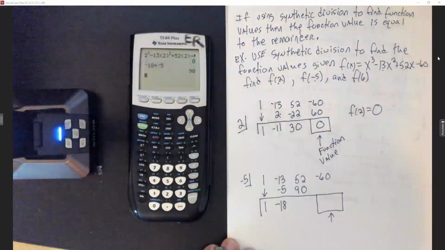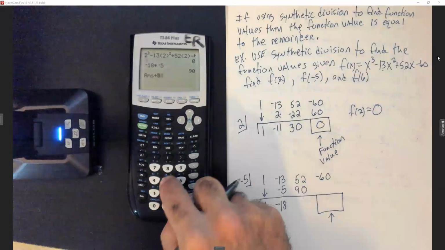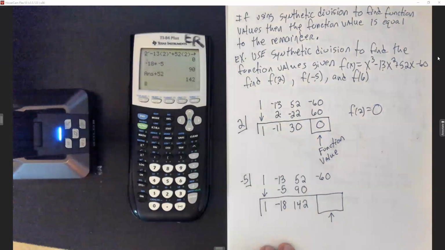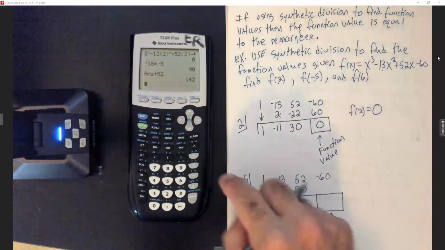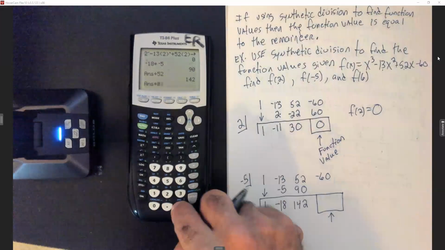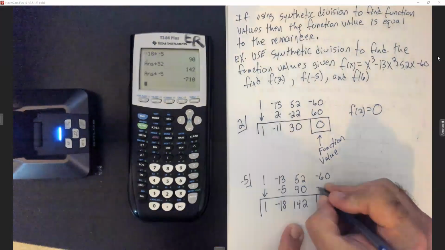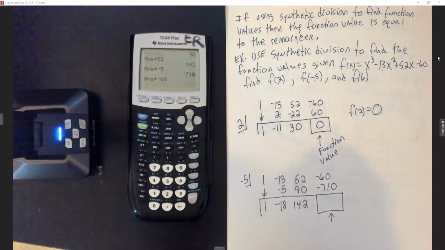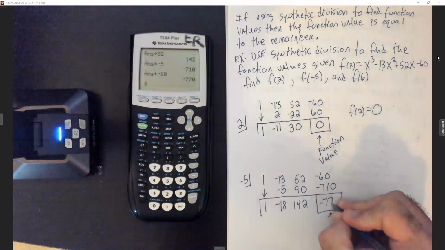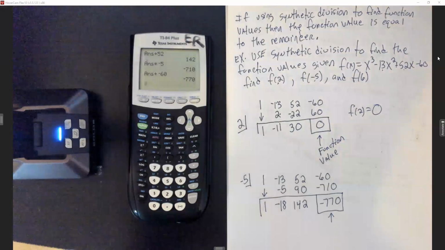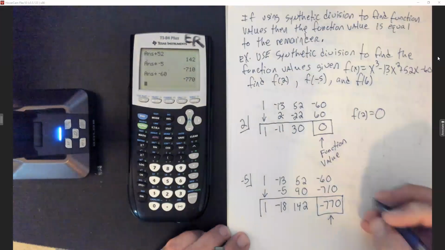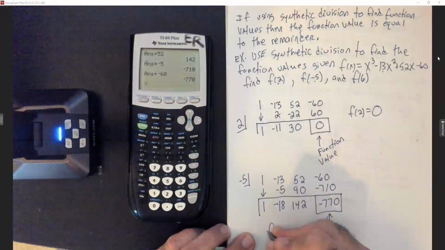52 and 90 is 142. And then y'all repeat the process. 142 times negative 5 is going to give me negative 710. Added to a negative 60 is going to give me negative 770. So if I was to take that equation and put those negative 5s in it, I would come up with this number here. All right, which means f of negative 5 equals negative 770.